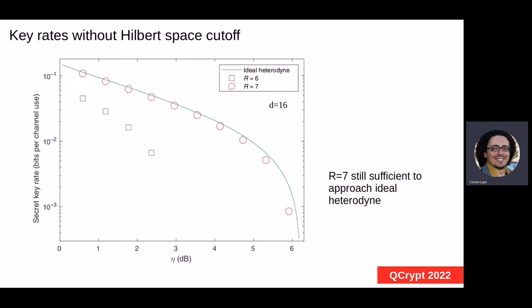And the results are still pretty good. Of course, having avoided the cutoff, we need in general a larger range in order to approach the ideal limit. But we can still see that with a range of 7 standard deviations of the shot noise, we can still have a good agreement with the analytical result for the ideal case.